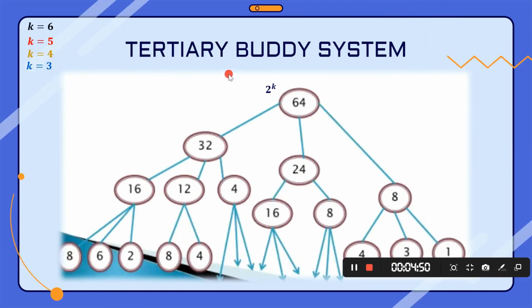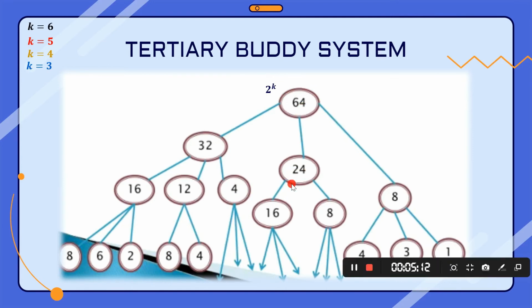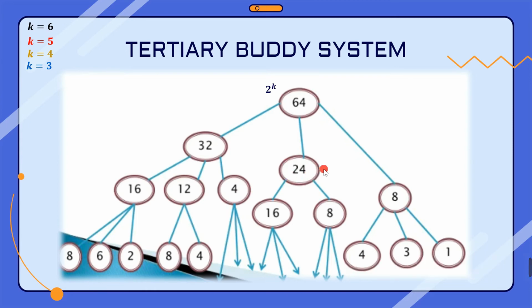Next, the tertiary buddy system. Every block size will be split into 3, but only a certain part will be split into 2 parts only. For 2 power of k, it will split into 3 parts using this formula. For 2k minus 1, we must find a new k to split again.